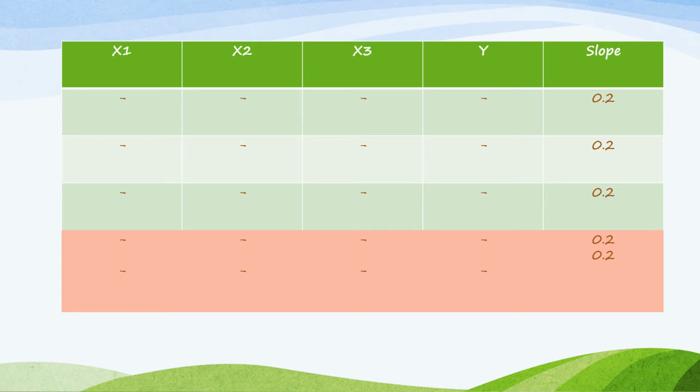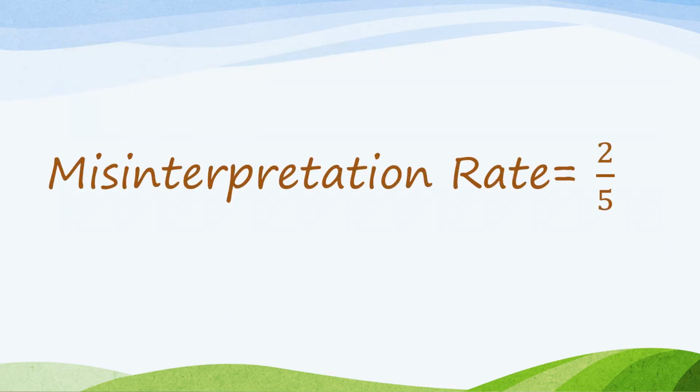Now, we are going to see how Ada boosting works. We will learn what is misinterpretation rate. Misinterpretation rate is the number of times our model has mispredicted the data upon the total number of observations. Now, this is our misinterpretation rate, which is 2 by 5, which is 0.4 in this case.